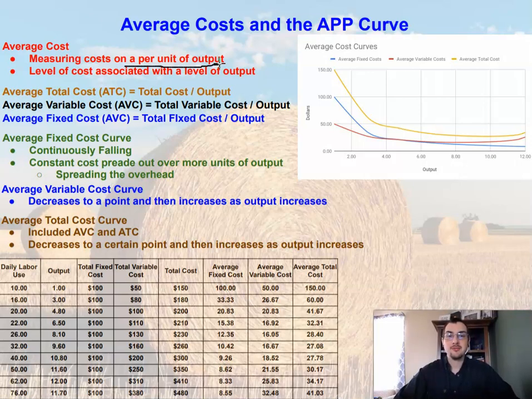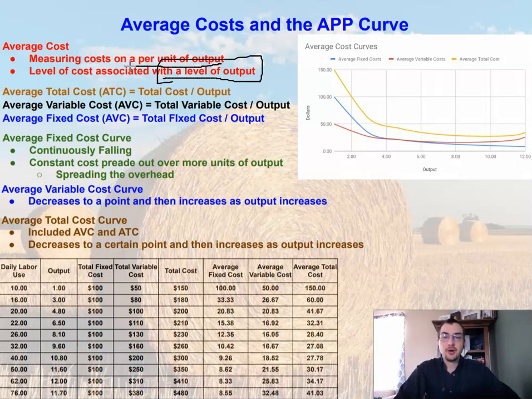How much is this costing me per cow? How much is this land costing me per cow? How much is this tractor costing me per acre, or maybe not per acre, but per bushel, or something of that nature? We're going to put everything on a per output basis. So we're actually going to be looking at the level of cost associated with a level of output on that per output basis.